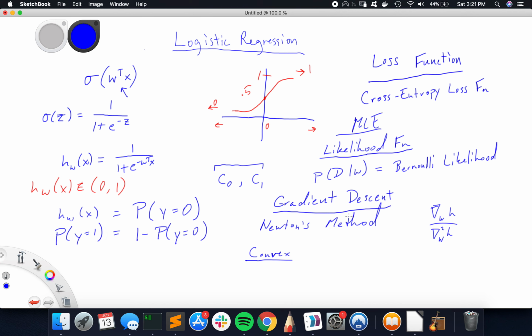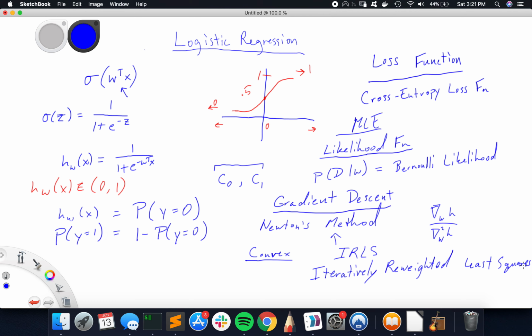So either of these methods work, and particularly when you use Newton's method, the algorithm that they use in this specific instance, which uses the Newton's method update, is called IRLS, which stands for iteratively reweighted least squares.